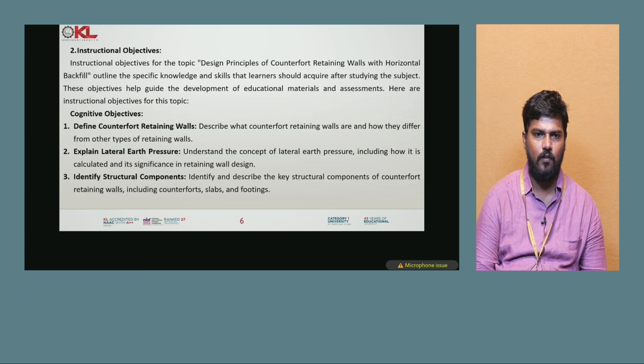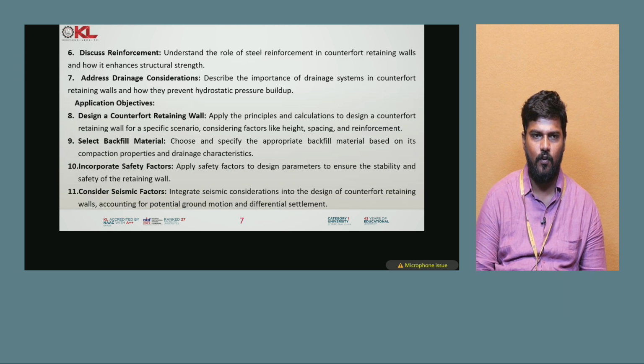And coming to the cognitive objectives: defining counterfort retaining walls and how they differ from other retaining walls; explaining lateral earth pressure, including how it can be calculated and its significance in retaining wall design; identifying structural components, describing the key structural components of counterfort retaining walls including counterforts, slabs, and footings.